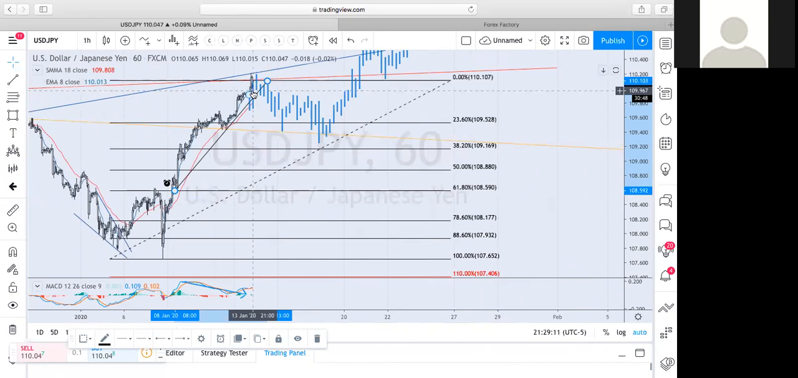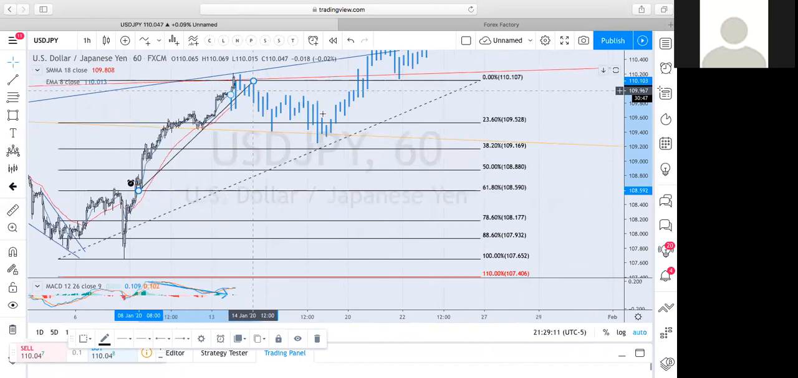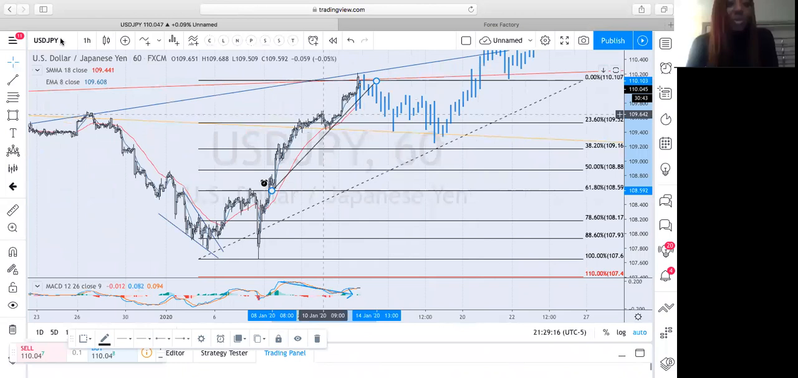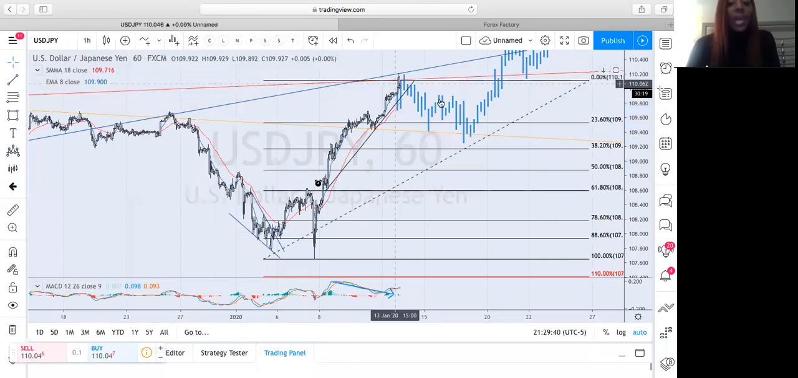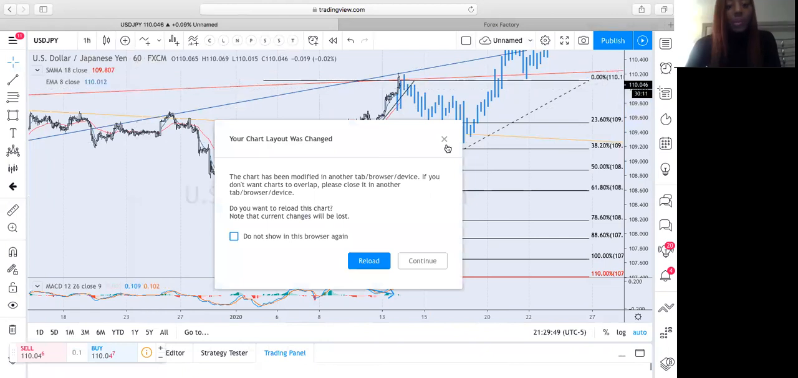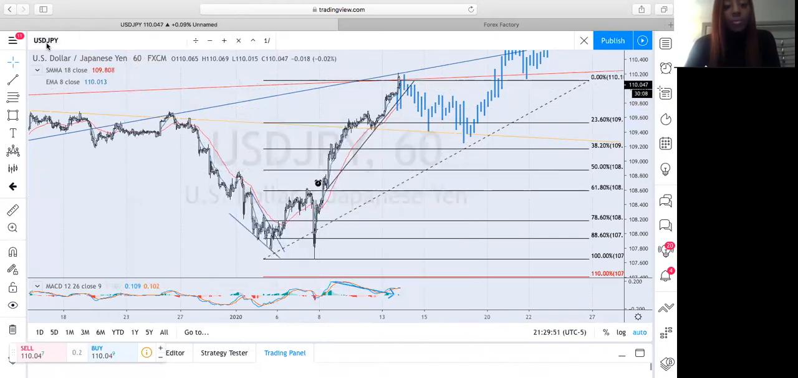So as soon as that breaks, I'm literally selling it because it's beautiful as well. And that's also perfect and in alignment with literally all the other trades that I have right now. And because I'm expecting the Japanese yen to get strong for this week, I'm expecting the USDJPY to drop. Does anybody have questions?